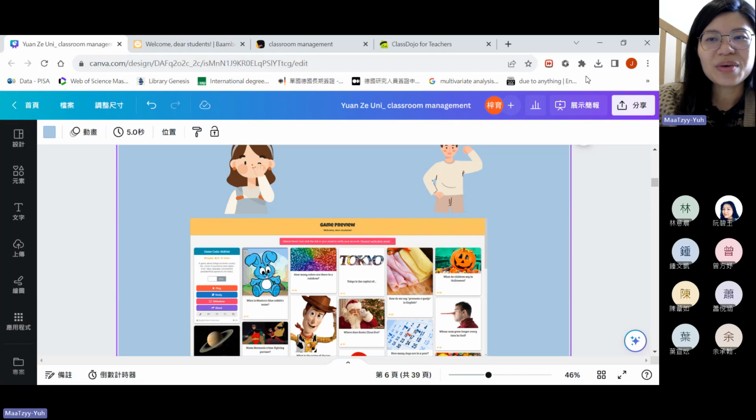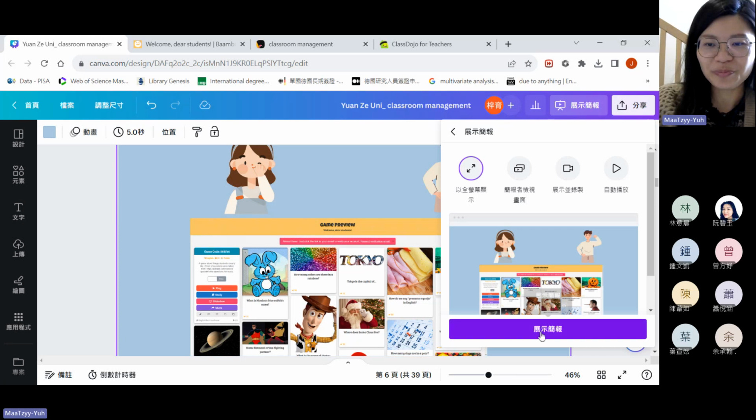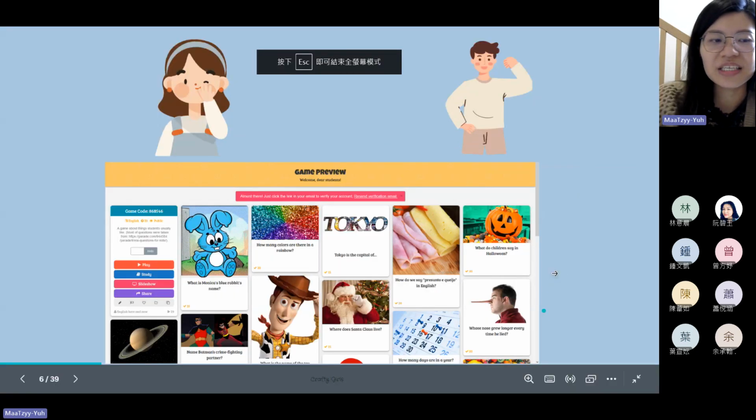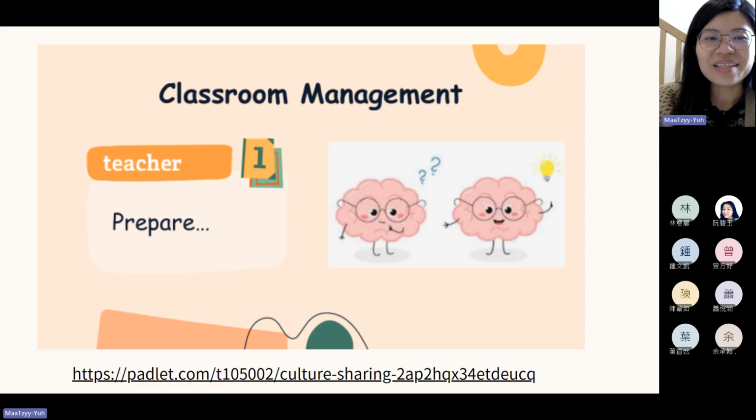And so this is a little bit of a warm up. Maybe you can use it for your students as well. And these questions are suitable for the children. And we are getting to the main point now. Here is the classroom management.